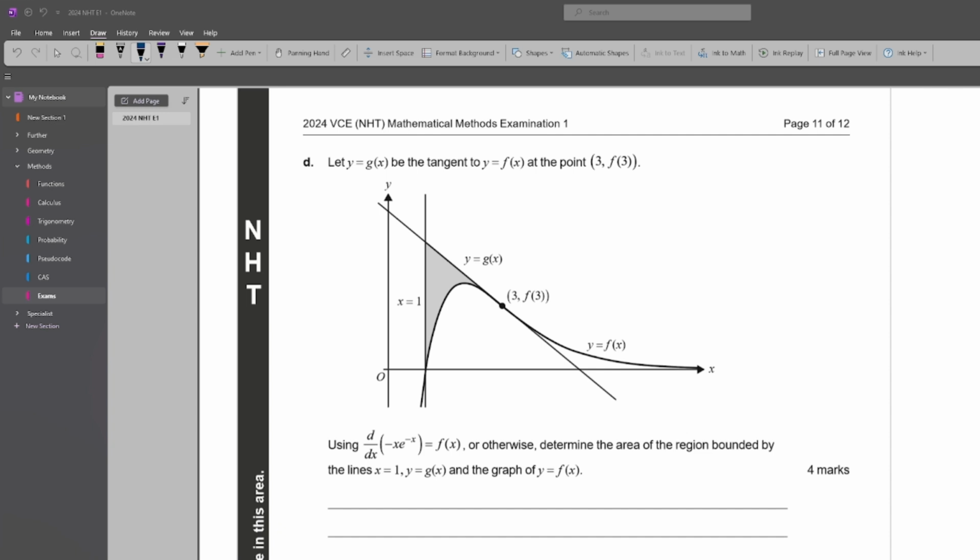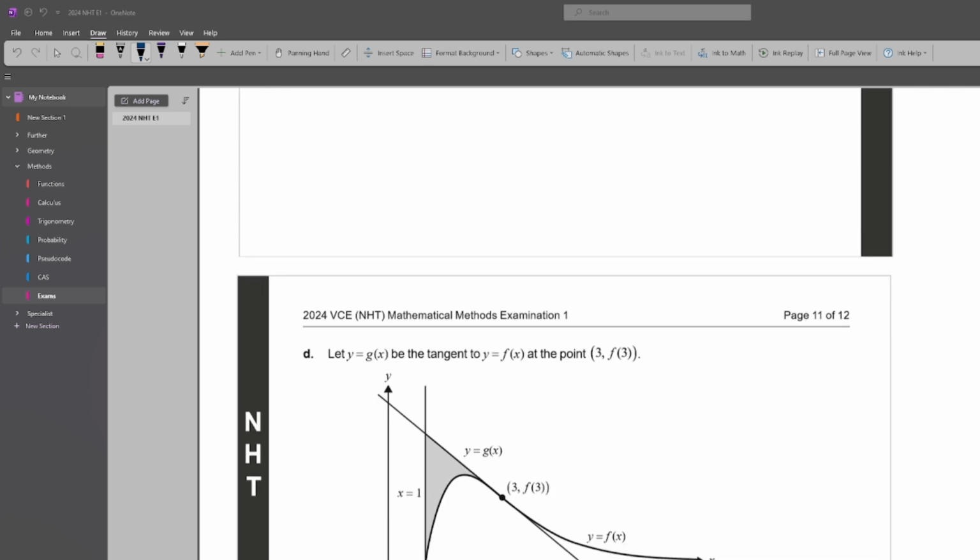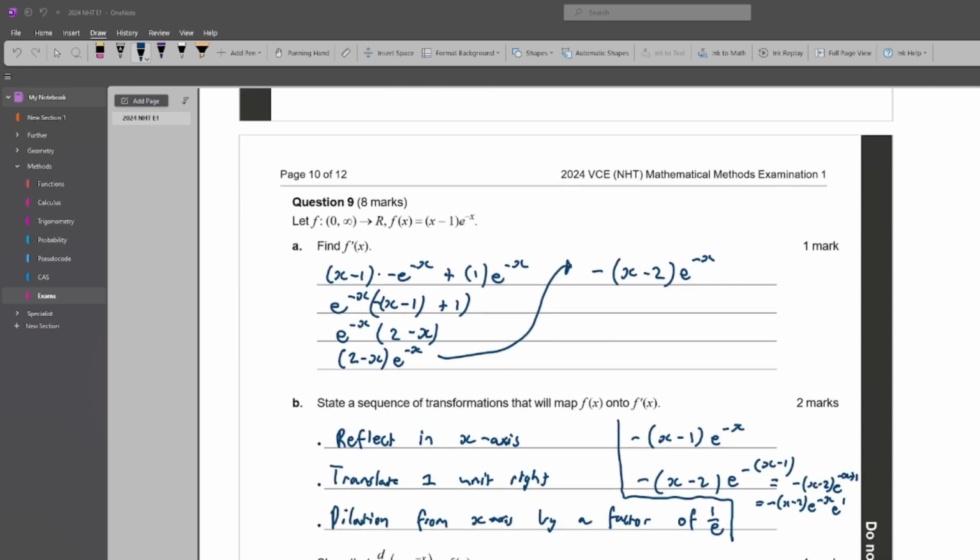So let's find this point (3, f of 3). What was f? Let's copy f from above.